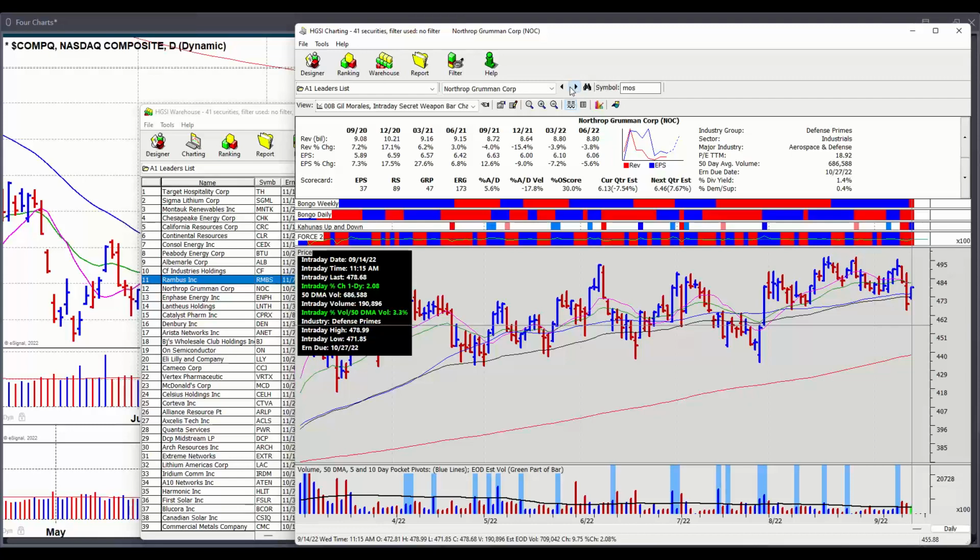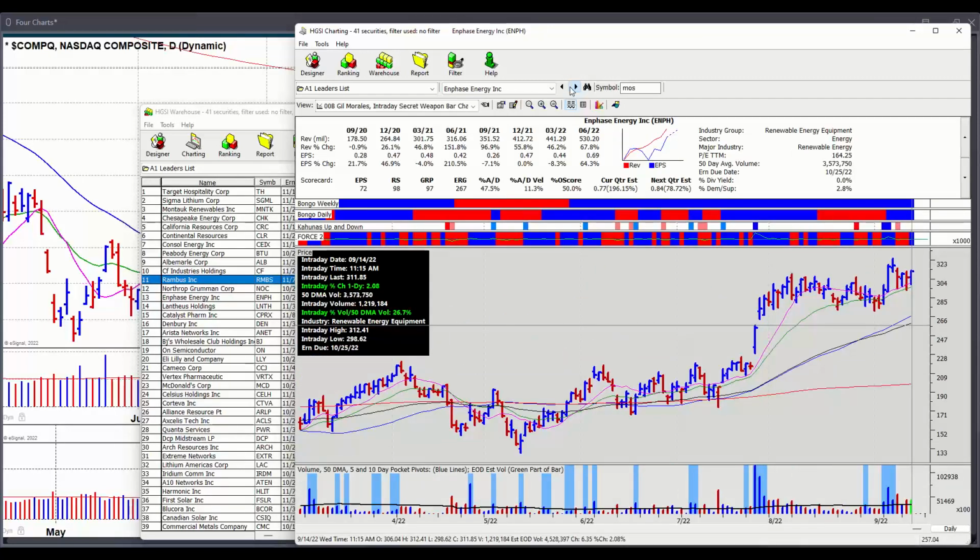Northrop Grumman, a failed base yesterday, now rallying back into the 20-day line. Enphase Energy is holding up. So this one's actually not willing to give it up. Neither are some of the other solars. They're hanging in there, but again, they may simply become the next shoes to drop. So I want to monitor them, and I don't really want to be long them.